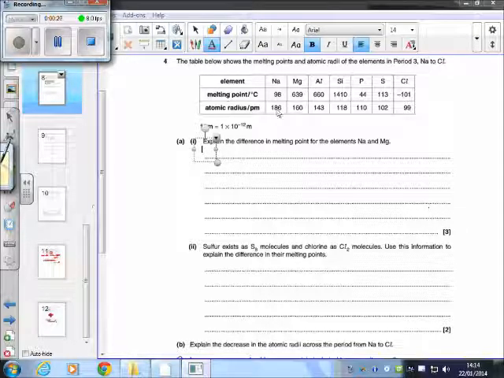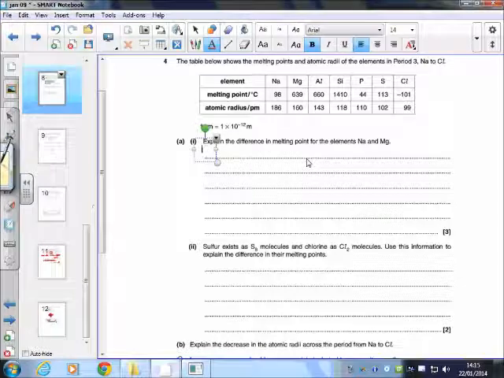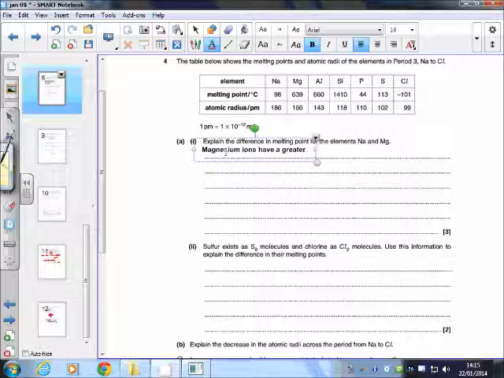So magnesium's group 2. When it forms ions, it loses 2 electrons to get that magnesium 2+. Sodium's in group 1, so it loses 1 outer shell electron to form that sodium plus ion. So for 3 marks, you need to explain the differences in these, and that's because magnesium ions have a greater charge. Magnesium are 2+ ions, whereas sodium is 1+.